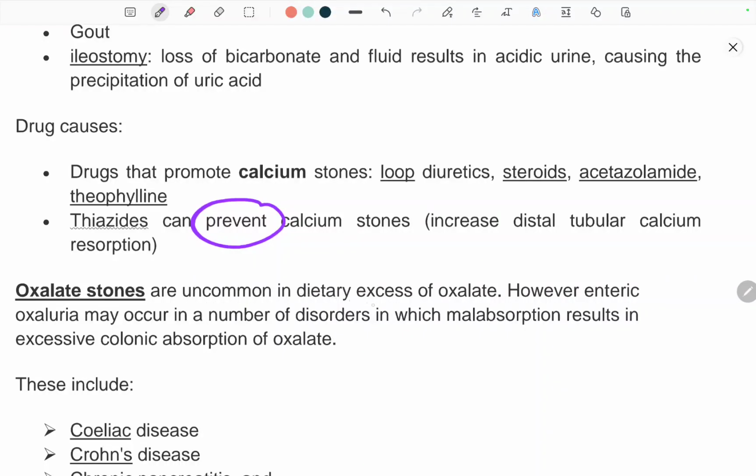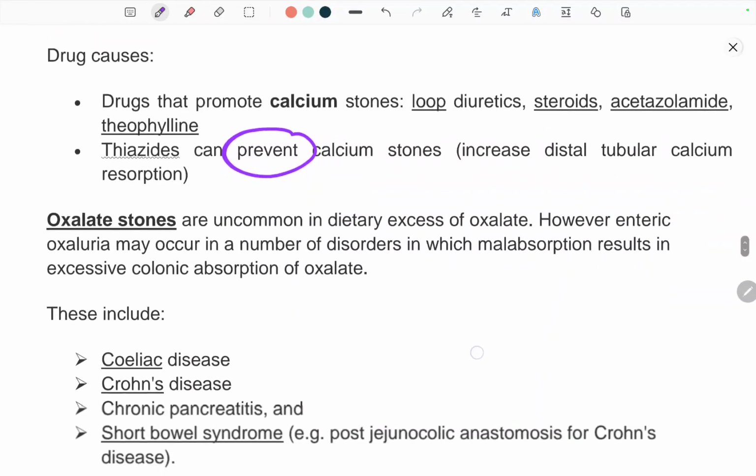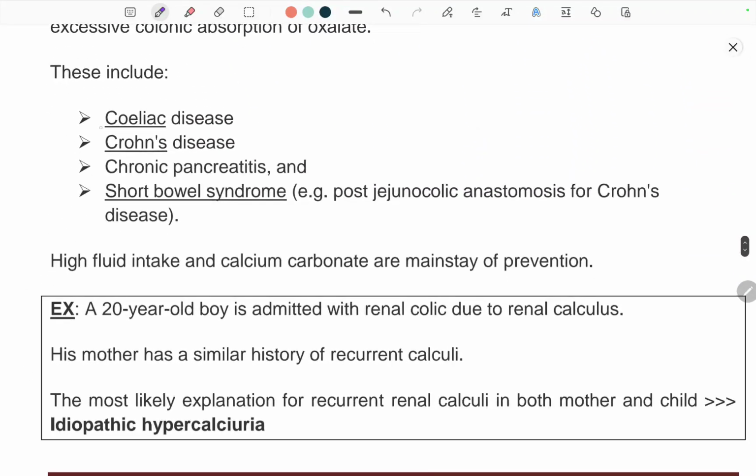Oxalate stones are uncommon with dietary excess of oxalates. However, enteric oxaluria may occur in a number of disorders in which malabsorption results in excessive colonic absorption of oxalate. These include celiac disease, Crohn's disease, chronic pancreatitis, short bowel syndrome, and post-jejunocolic anastomosis for Crohn's disease. High fluid intake and calcium carbonate are the mainstay of prevention.